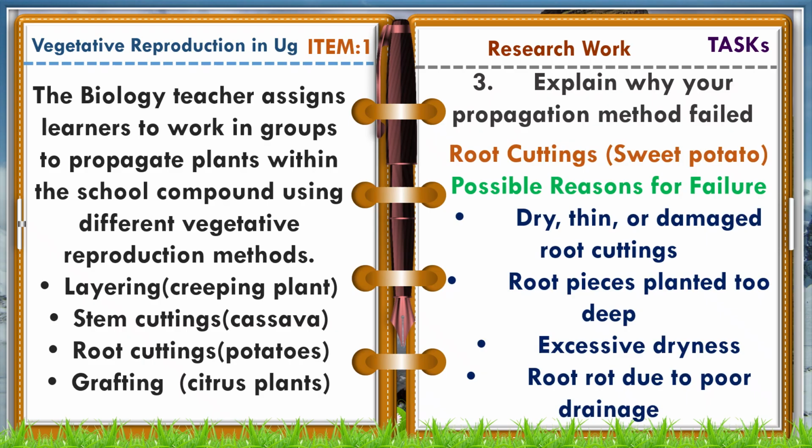Then we come to the root cutting, like the sweet potatoes. What were the possible reasons for the failure? The cuttings were dry, thin, or damaged root cuttings. The root pieces were planted too deep. There was excessive dryness. There was root rot due to poor drainage.